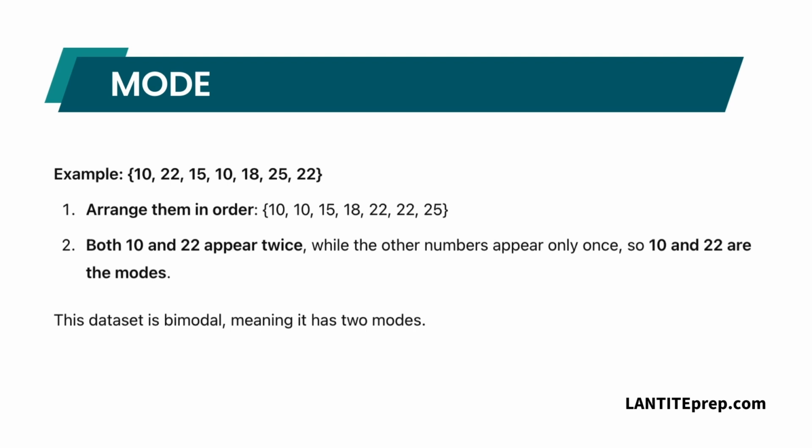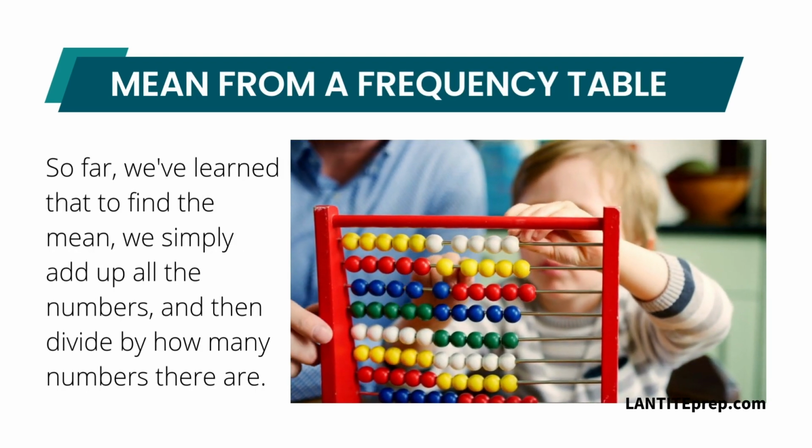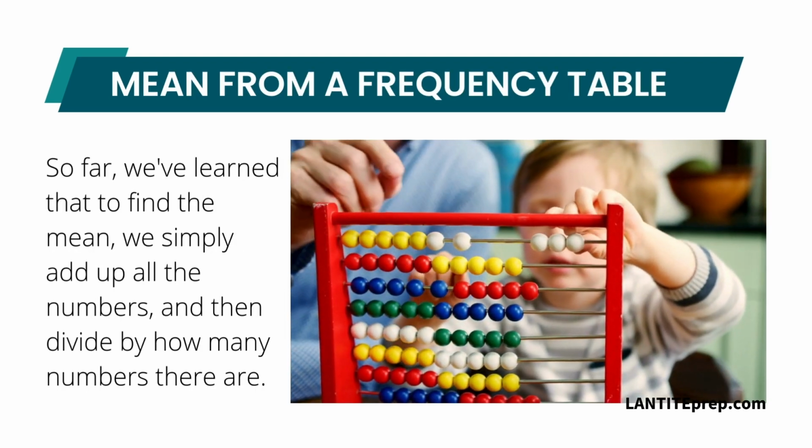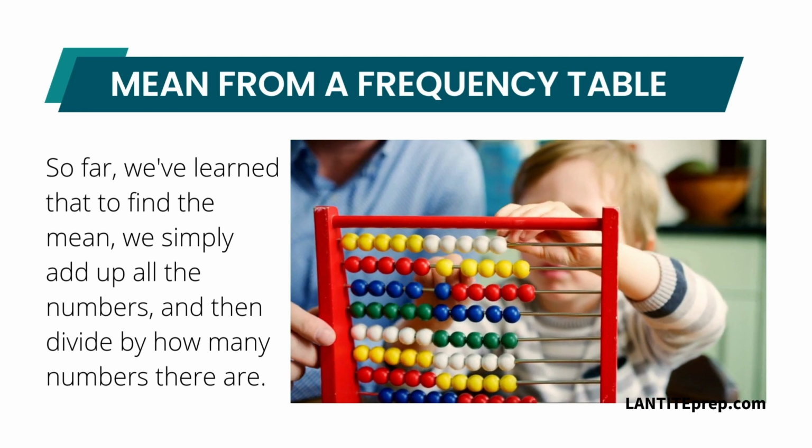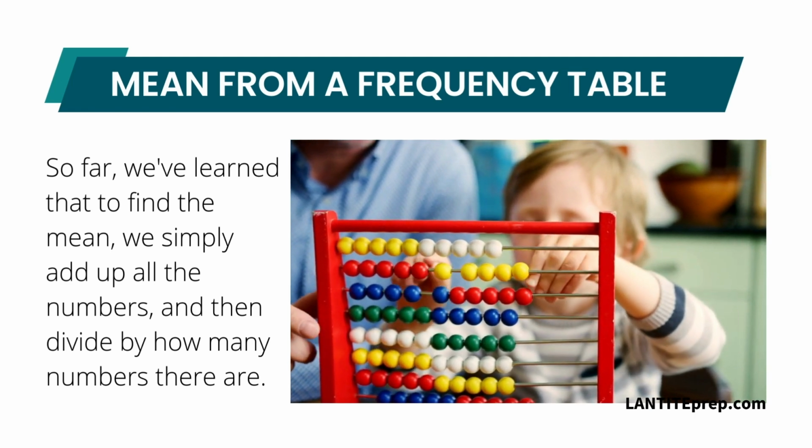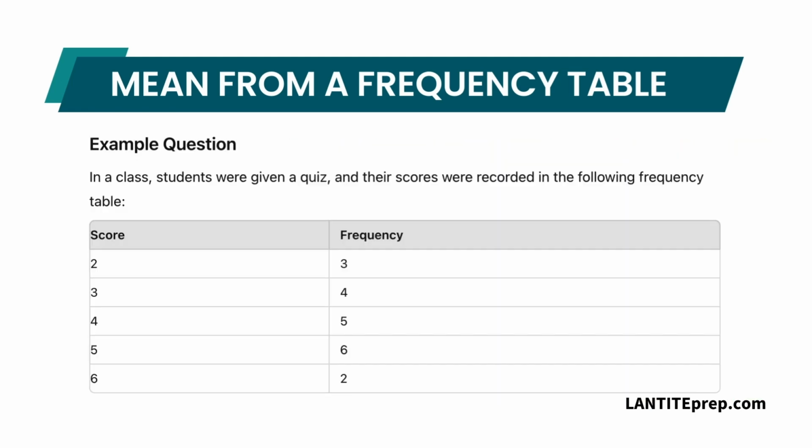Let's now move to the mean from a frequency table. We've learned that to find the mean, we simply add up all the numbers, then divide by how many numbers there are. However, on exam day, you might not be given a list of numbers, but instead, you may receive a frequency table, such as the one you see on the screen now.